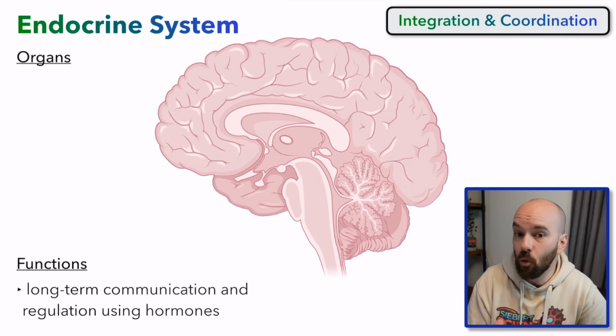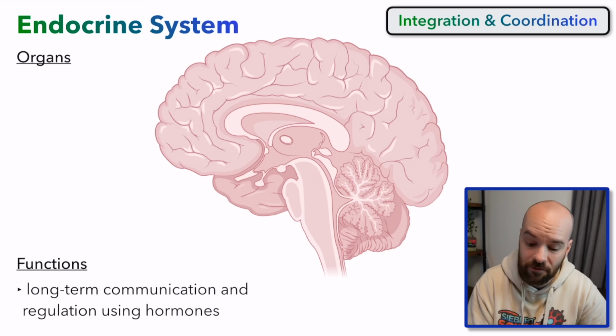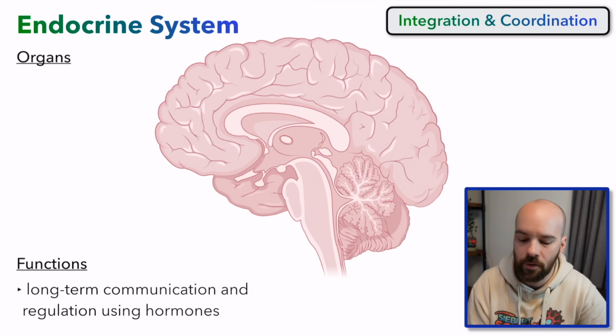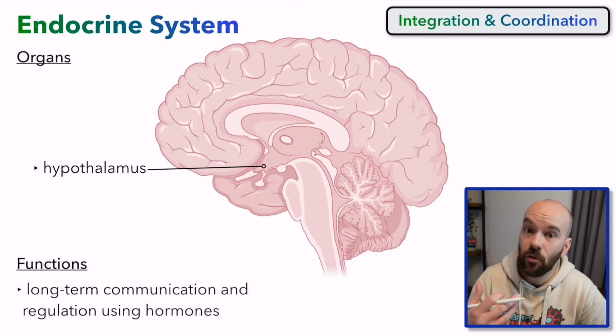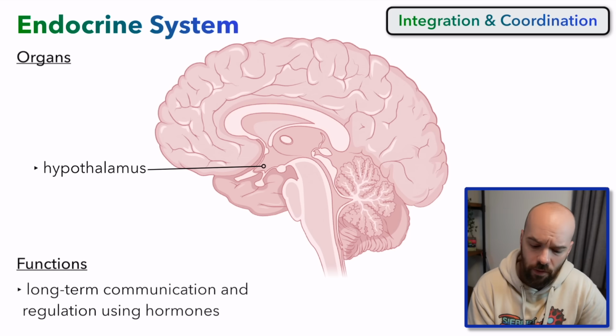All right, so let's take a look at the organs involved here, and we're going to zoom in on the brain first. It's not the whole brain, but a few parts of the brain that are involved. The first one is the hypothalamus. This is often called the homeostatic control center of the brain. The hypothalamus is going to produce a few hormones. It's also got some nerve cells, which are going to send signals to this next organ right here, which is the pituitary gland.